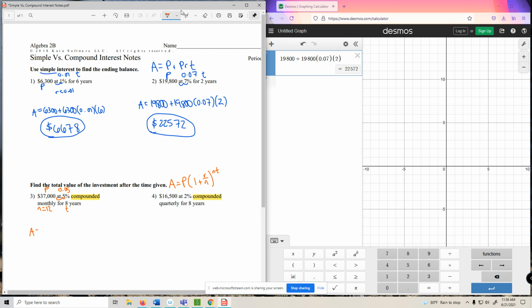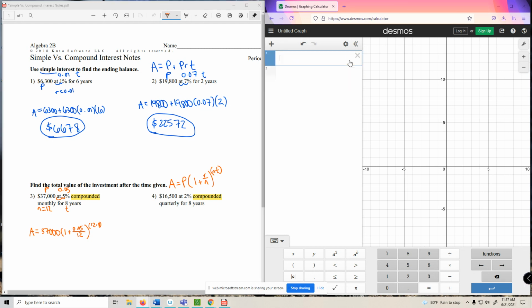So filling things into our formula, it's going to be 37,000, 1 plus our rate is 0.05, N is 12. And then our exponent has 2 things being multiplied together in it. So I'm going to put parentheses around that. It'll help us when we go to put it in Desmos too. N times T means it's going to be 12 times our number for T, which is 8. So then let's very carefully type that all in the Desmos.